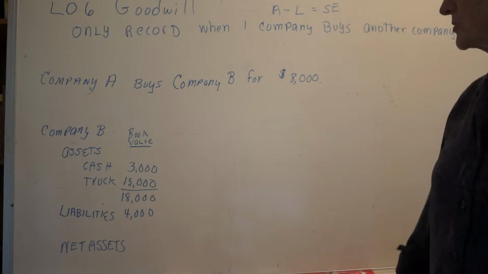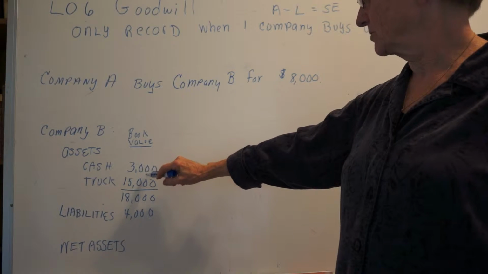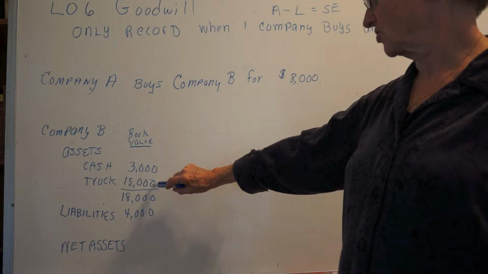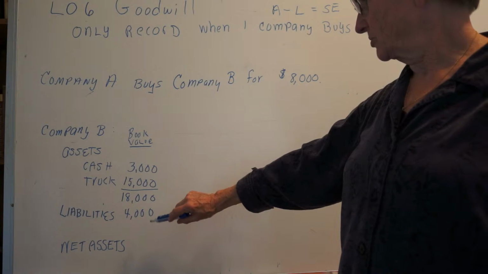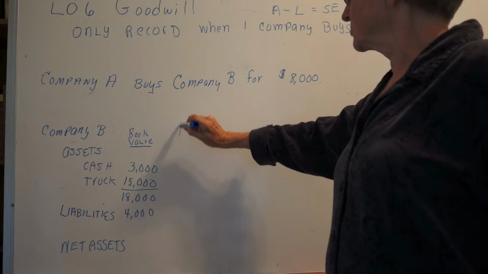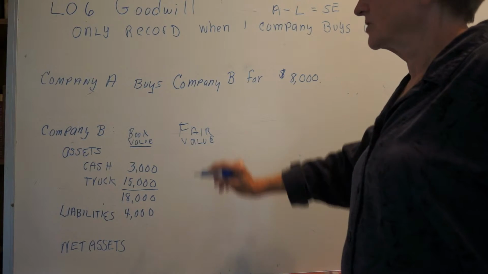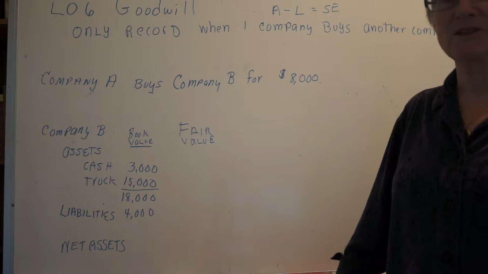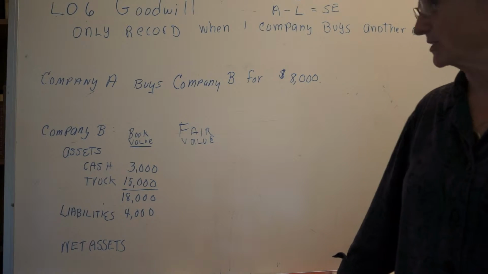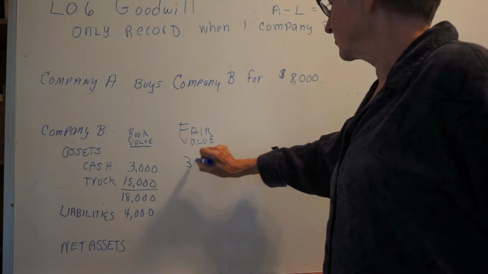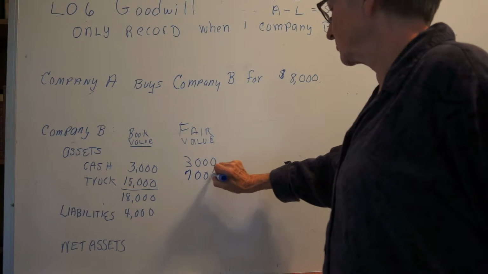So when you're figuring the goodwill, first of all, this is the book value. This company B has just cash and a truck, net of any depreciation, and liabilities of $4,000. But first we have to adjust those to the fair value, the current value, because the transaction is happening, one business is buying another, so it's the fair value of the net assets that they are actually purchasing. So the cash would still have a fair value of $3,000, but let's say the truck, we estimate it really only has a fair value of $7,000.